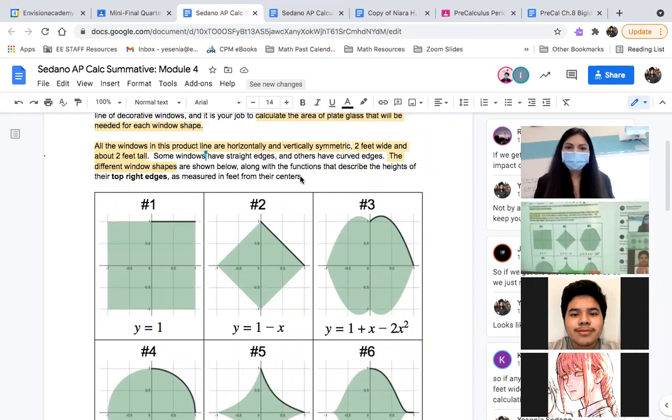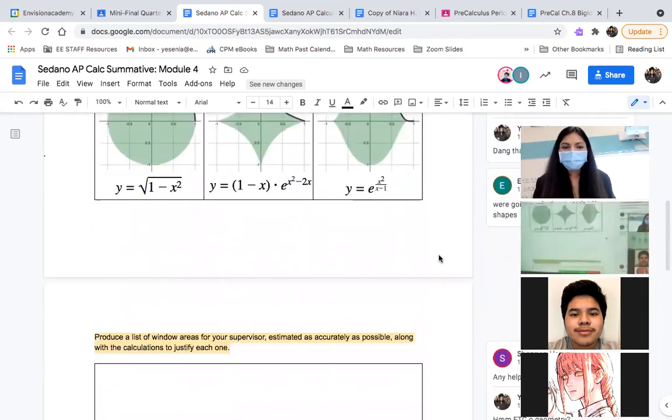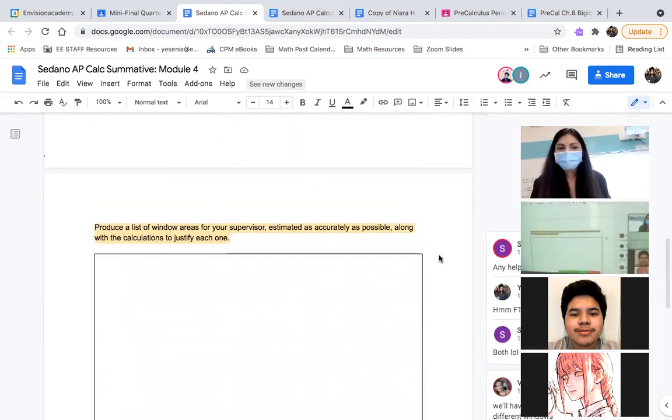And then what else? And they're measured in feet from their centers. So this is what we have. Your job is to produce a list of window areas for your supervisor, and you want to estimate them as accurately as possible, along with your calculations to justify each one.